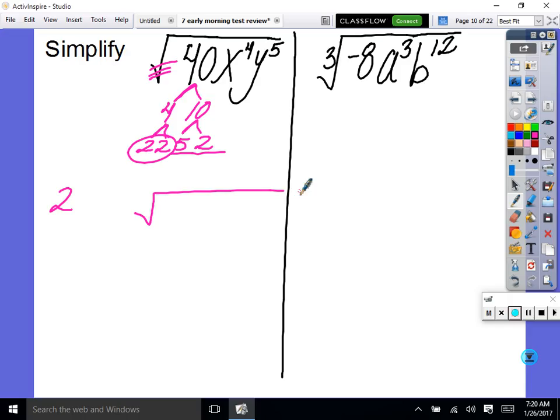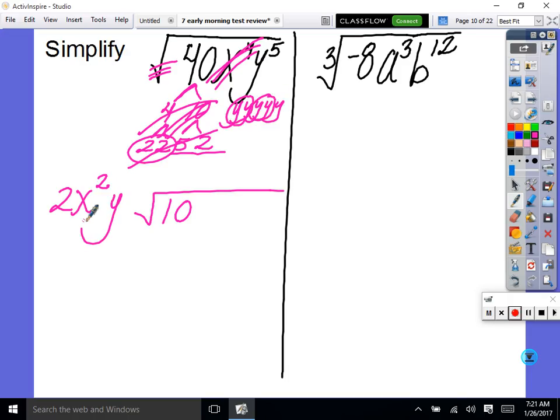So I'm going to put a square root, and we have a 10 underneath. I'm leaving some room here. Okay, I've taken care of all that. 4 divided by 2 is x squared, right? Nothing left underneath. Y to the 5th is 1, 2, 3, 4, 5. So when we pull out y squared, left is a y.